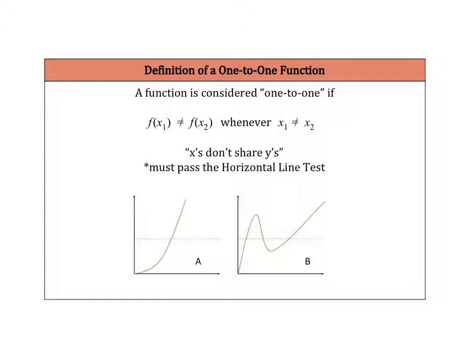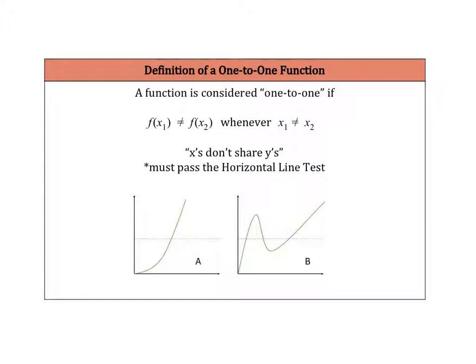Alright, so first we're going to talk about the definition of a one-to-one function. We know that the definition of a function is that for every x, there is exactly one y. But the definition of a one-to-one function, a more specific function, is for every y, there is only one x. This essentially means that f of x sub 1 will never equal f of x sub 2 for any x sub 1 and x sub 2. So essentially, x's don't share y's. For your entire function, each y value is only defined once.